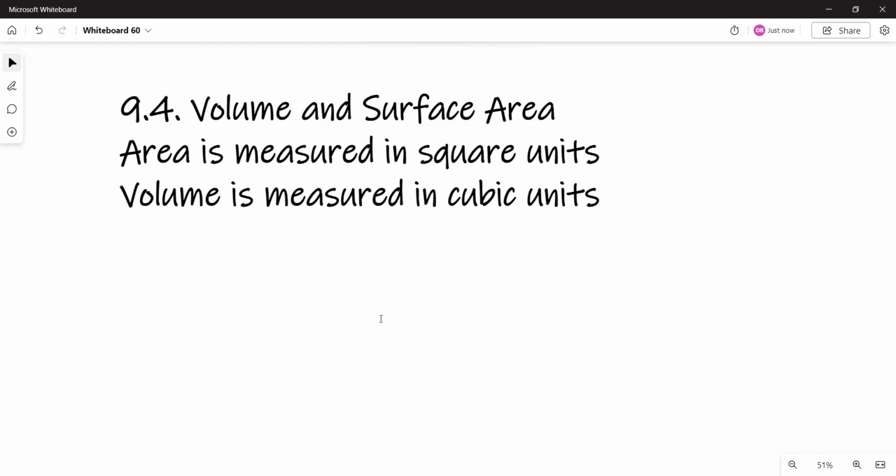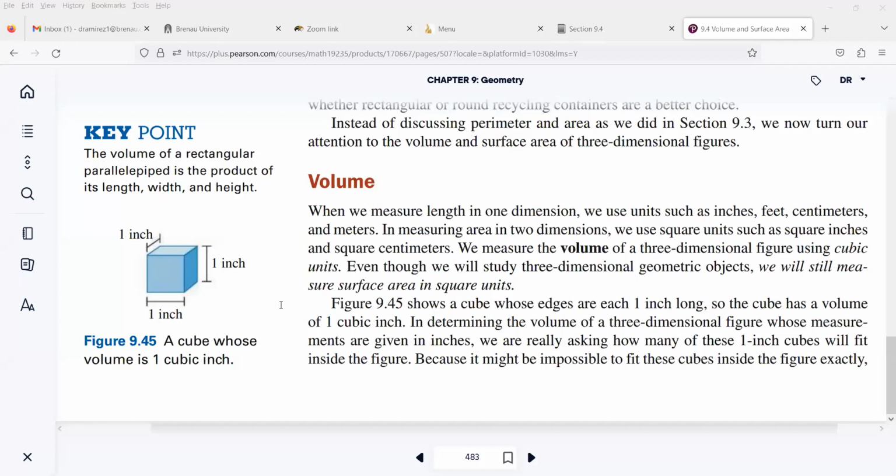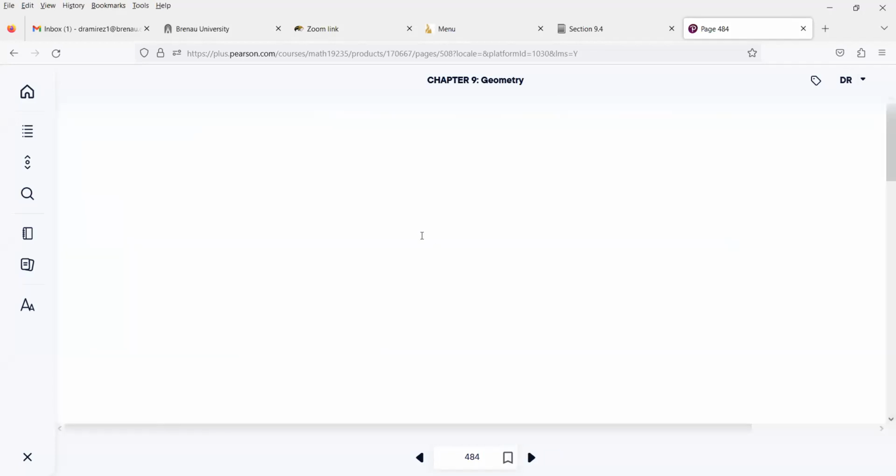So I'm going to start with rectangular boxes. Let's read this paragraph. When we measure length in one dimension, we use units such as inches, feet, centimeters, and meters. In measuring area in two dimensions, we use square units such as square inches and square centimeters. We measure the volume of a three-dimensional figure using cubic units. So even though we will study three-dimensional objects, we will still measure surface area in square units. So surface area is still an area.